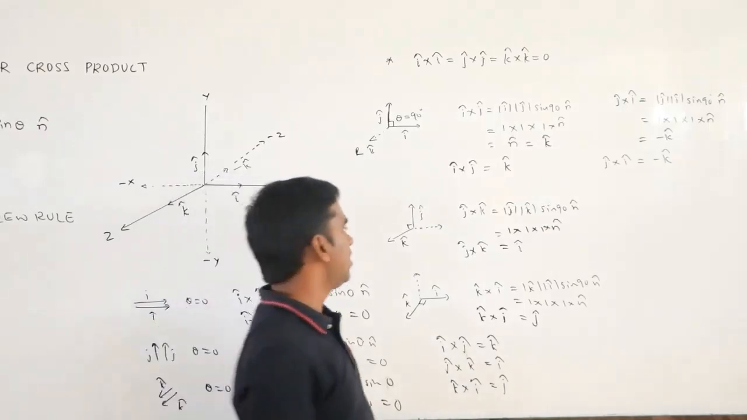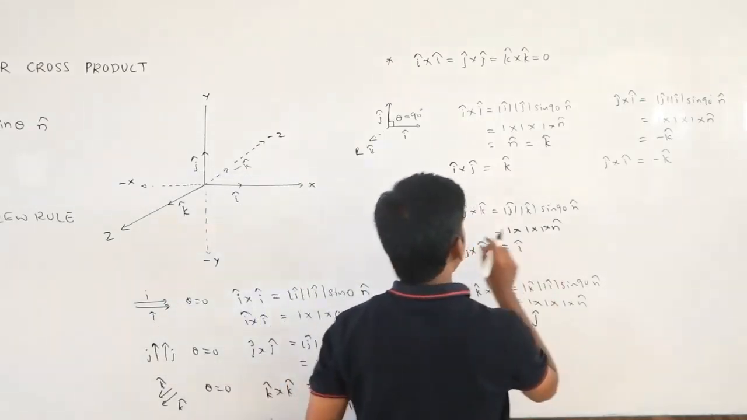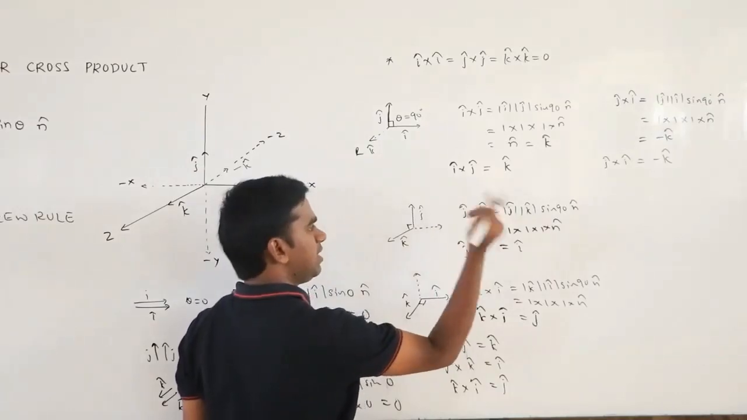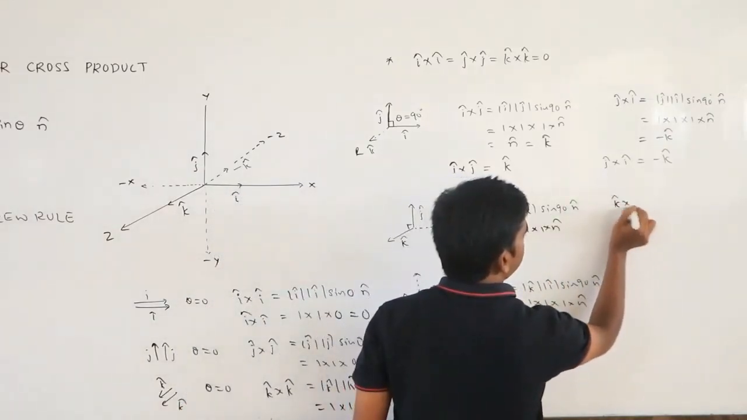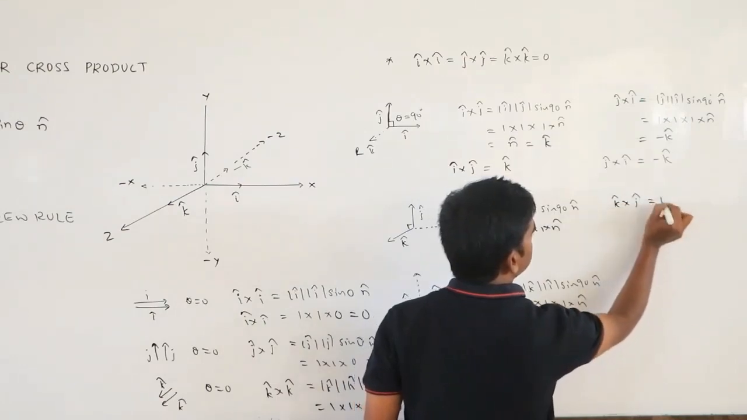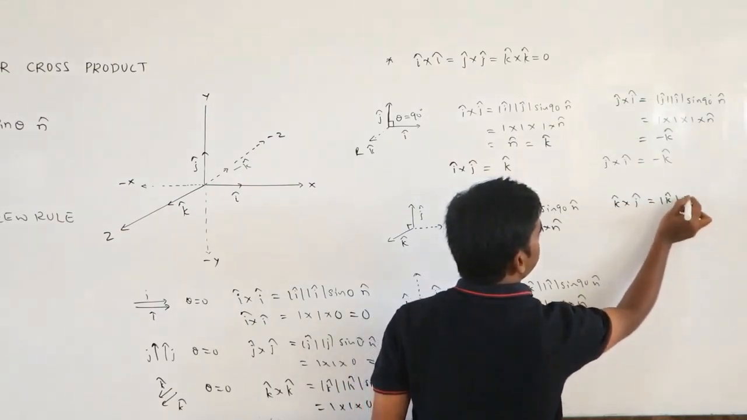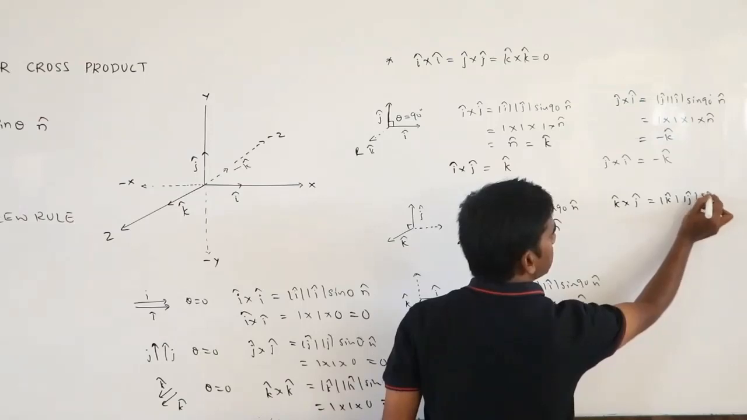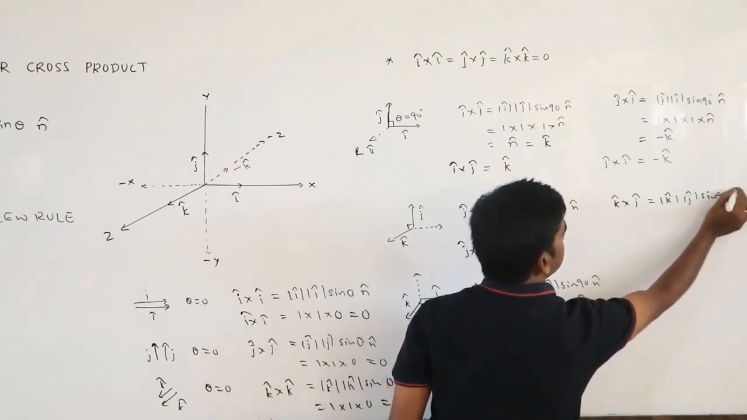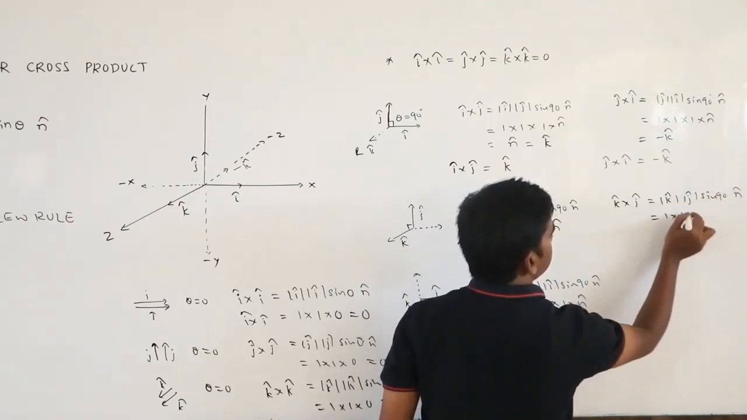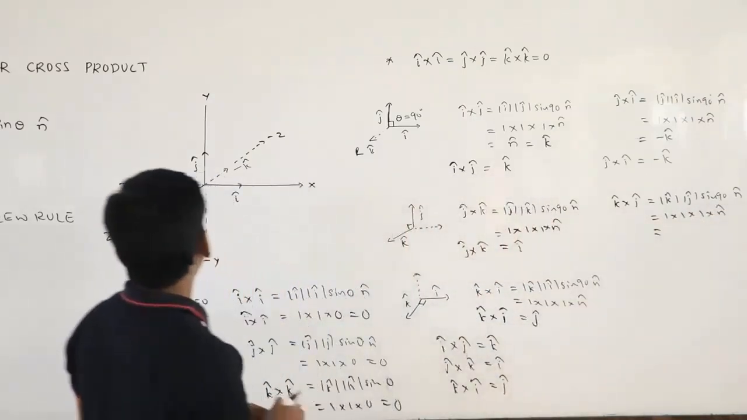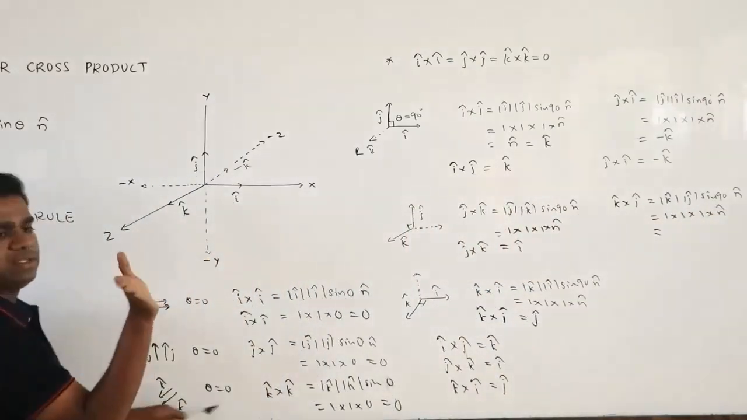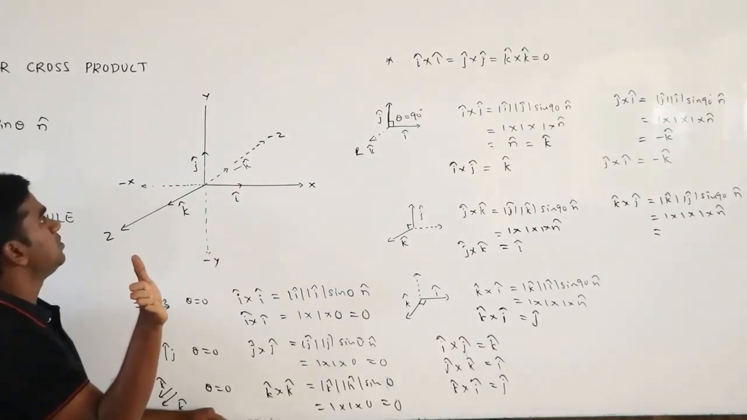Remember, very very important. Now here j cross k is there, and I will make it k cross j. So k cap cross j cap equals magnitude of k cap, magnitude of j cap, sine of 90, then n cap. So 1 into 1 into 1, n cap. So here n cap, k to j.